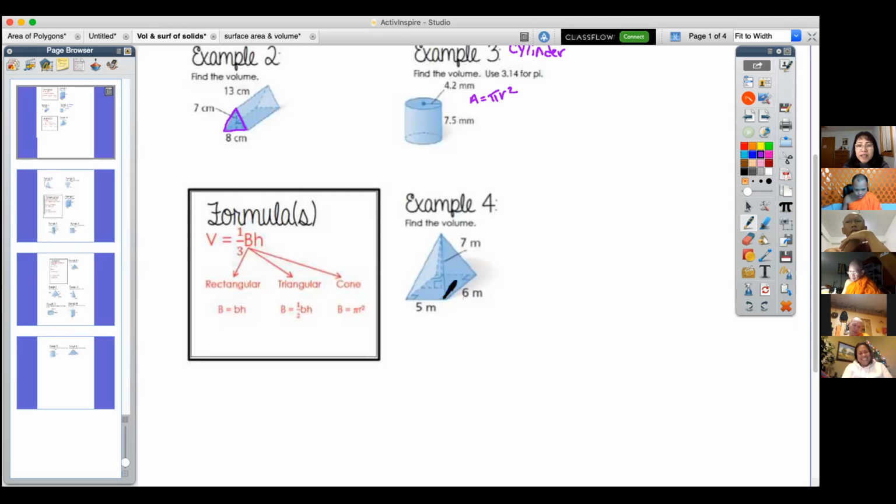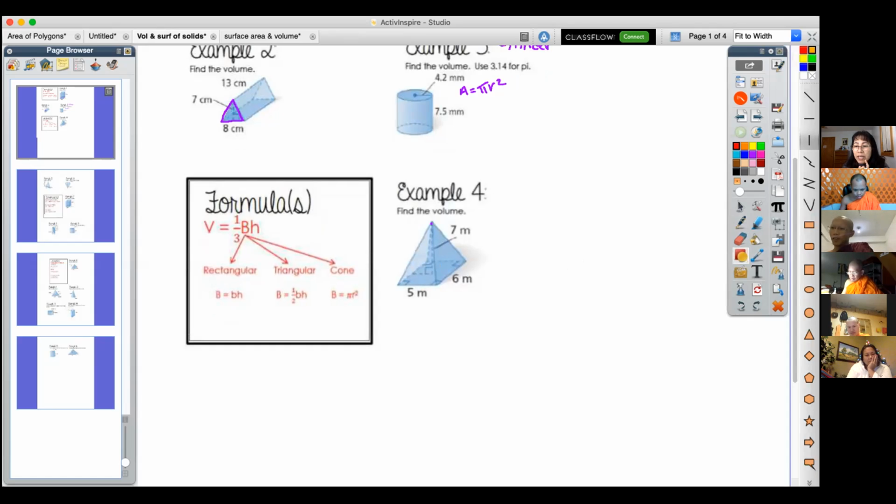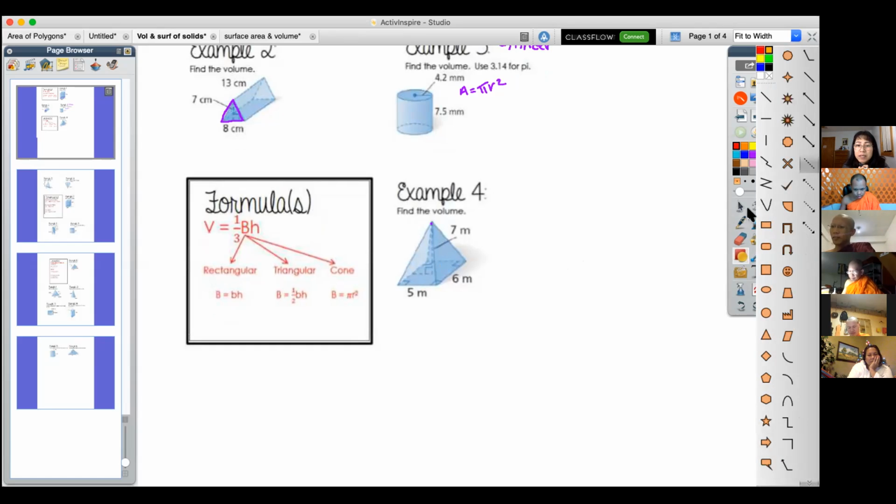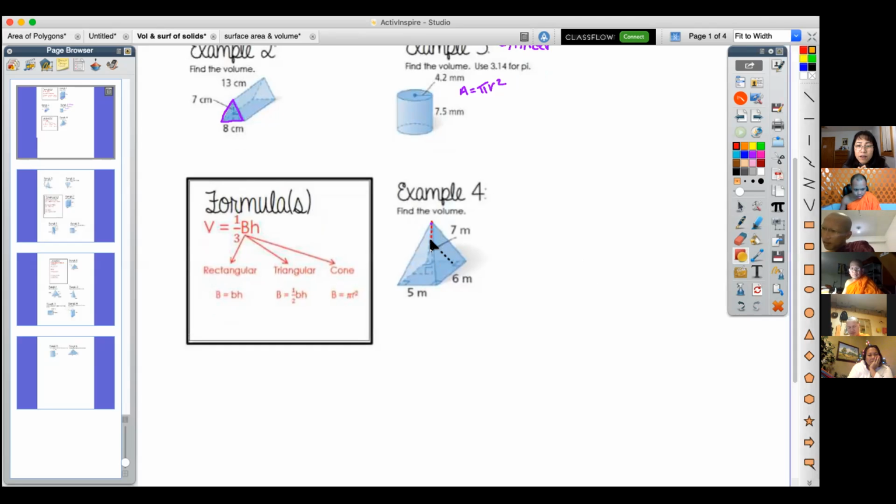Okay, once you got the area of the base, you multiply by the height. Now don't forget, the height is always perpendicular to the base. Perpendicular means make 90 degree, okay? So if you don't see a line that make 90 degree with the base, it's not the height. So the height is always 90 degree to the base. See that? You see the 90 degree? That box means it's 90 degree here.